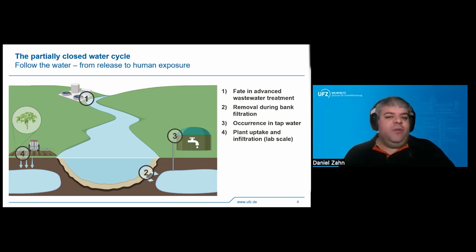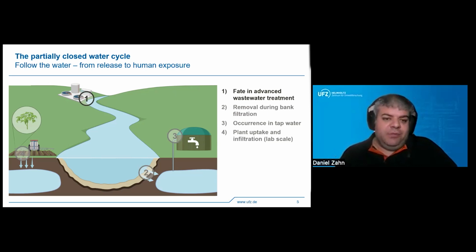And therefore, I want to take you on a bit of a journey today. I want to follow the water. We will go from release to possible roads of human exposure. So we'll start at the wastewater treatment plant, have a look at bank filtration, have a look into tap water, and finally find out what happens if you irrigate with water contaminated with PM chemicals.